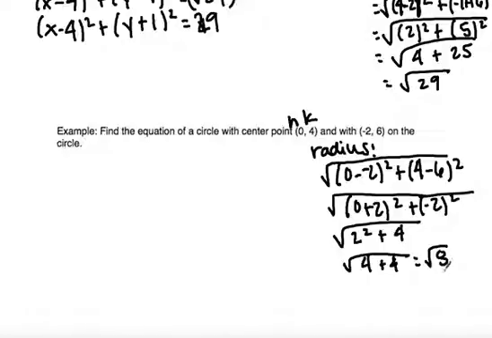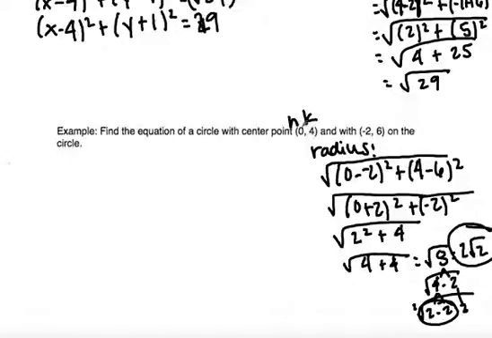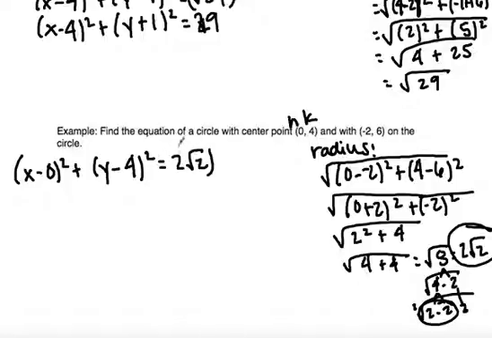Square root of 8 is not a perfect square, but I can break it down: 4 times 2. 4 will break down to 2 times 2, bring down that 2. I can make a group of 2 because my index is an imaginary 2. So square root of 8 is really 2√2. Now I have my radius, 2√2, and my center at (0, 4). So my equation is going to look like (x - 0)² + (y - 4)² = (2√2)².